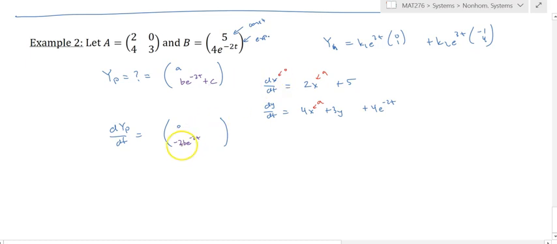Okay, its derivative is still negative 2b e to the negative 2t. So that means that I have negative 2b e to the negative 2t, still just an exponential function, equals 4a plus, now 3 times y will be b e to the negative 2t plus c, plus 4e to the negative 2t. And now if I distribute, I have negative 2b e to the negative 2t. I will distribute the 3 there. Notice that I'll have 3b e to the negative 2t's plus 4 more e to the negative 2t's.